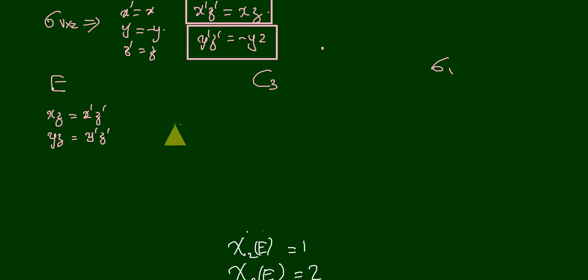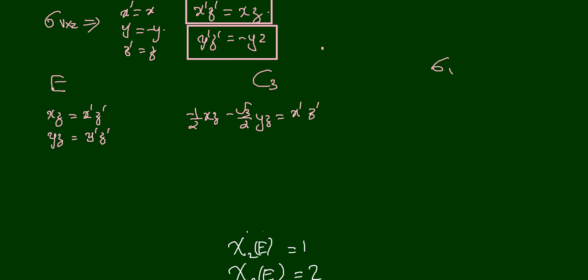So that is minus half xz minus root 3 by 2 yz, is equal to y dash z... no, to x dash z dash. So this is the equation that we got from here.